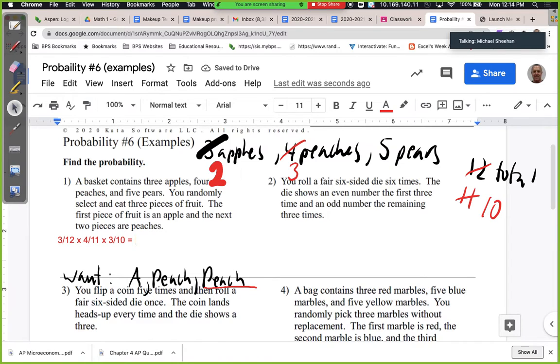Okay, and then I included the link to that Desmos calculator again, but you're going to put it into some type of calculator and give a reduced fraction answer. 3/12 times 4/11 times 3/10. I reduce my answer. It comes out to 3 over 110.